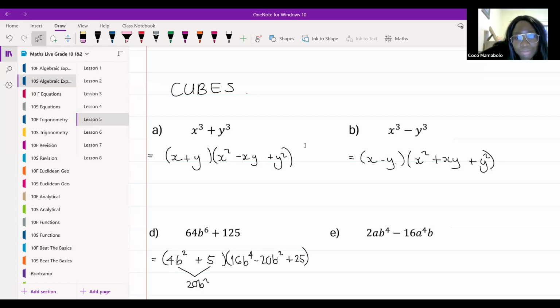Did we check? Did we check, grade 10s? See now? Let's start this process all over again. Look at E, guys, and tell me, what is my HCF? Yeah, we forgot. We all forgot.